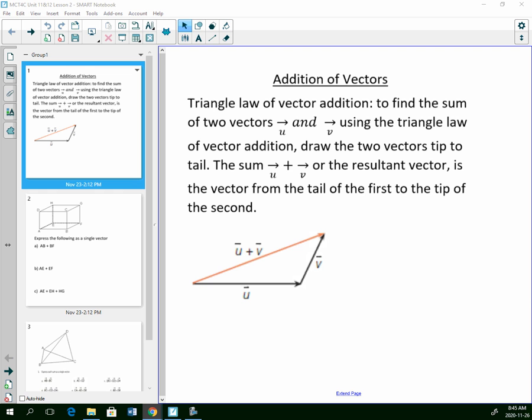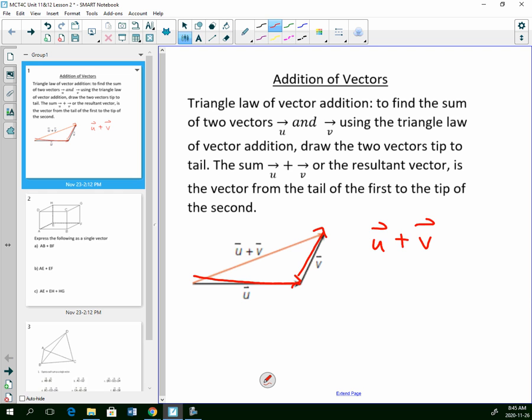Okay, so I'm going to continue on with vectors. We're going to look at addition of vectors today. So when we add vectors, we have to make sure that we're placing them tip to tail. So if I were adding vector u plus vector v, I would place u and then v, the tip of u and the tail of v go together. So it's tip to tail. So the tip of the first one and the tail of the second one go end to end, and then the resultant vector is from start to finish.